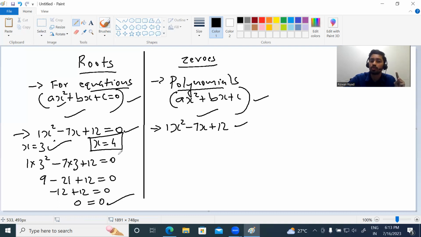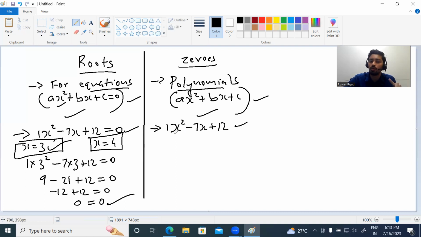Now, when it comes to zeros of a polynomial, I told you that here you can put any value for x, any real number. But here it's not possible. Only in the case of x equal to 3 and x equal to 4, this equation is correct. For other numbers, this equation is not correct. So these two are the possible values.